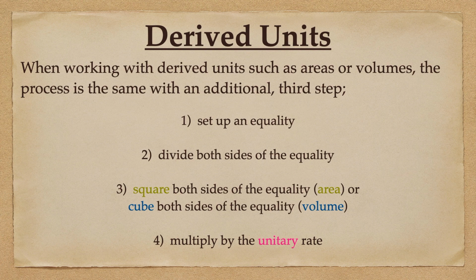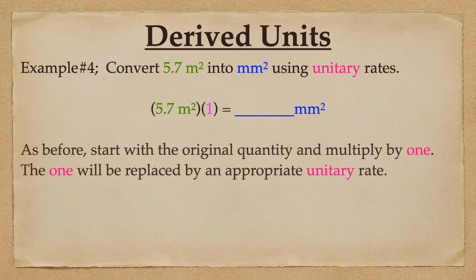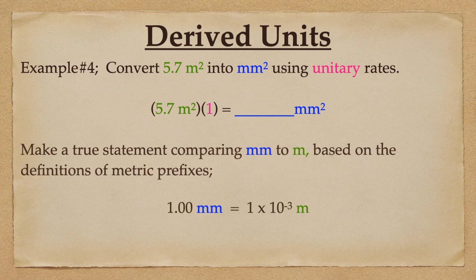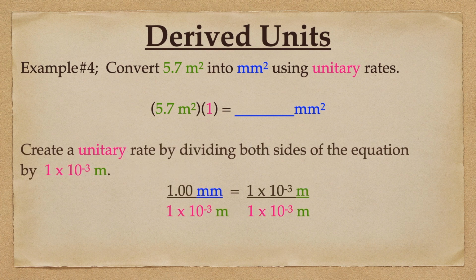As long as you're doing it to both sides, it is still equal. It is still a unitary rate. You can still multiply your original number by this unitary rate without changing its value. For instance, if we are converting 5.7 square meters into square millimeters, we start with the equality 1 millimeter equals 1 times 10 to the minus 3 meters. Create the unitary rate by dividing both sides of the equation by 1 times 10 to the minus 3 meters.